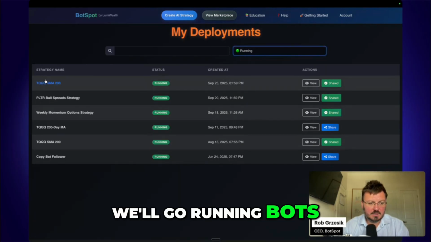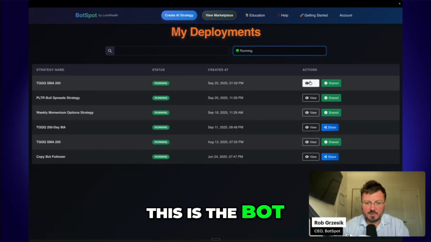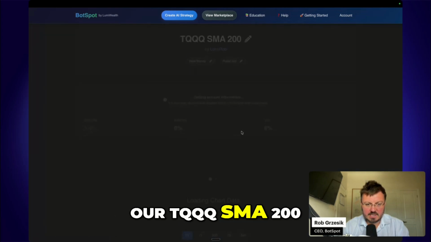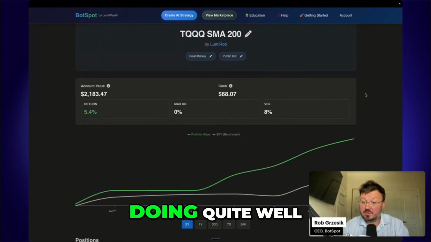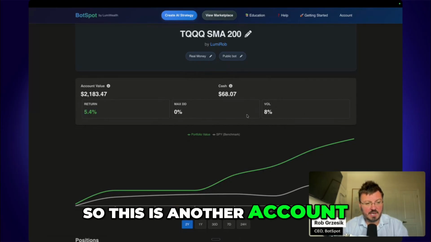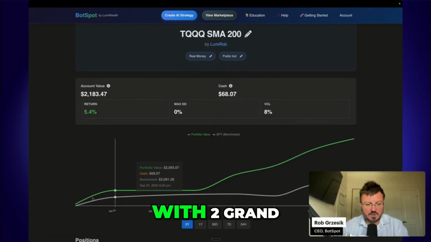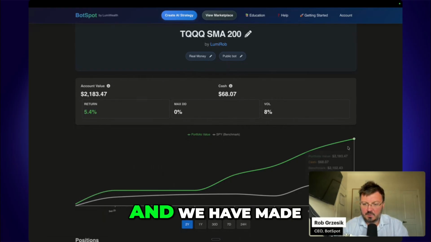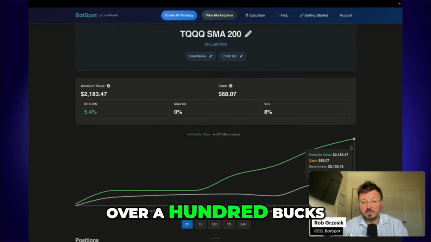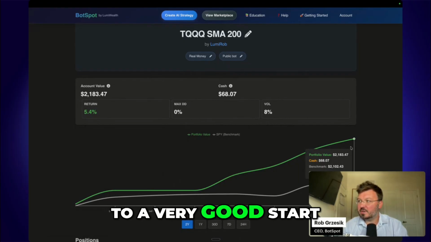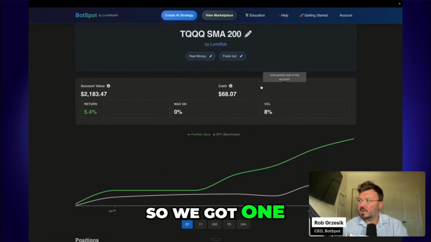We'll go to running bots. This is the bot that I ran last week, our TQQQ SMA 200. And this one's actually doing quite well. Awesome. We're off to a very good start. So this is another account. I think we started with $2,000. Where did we start? $2,066. And we have made over $100 so far, $120, $130. So this one's off to a very good start.